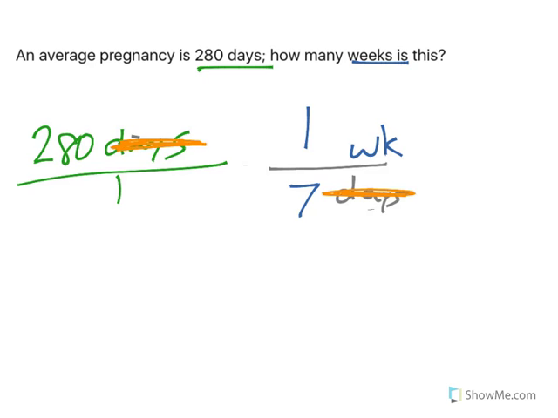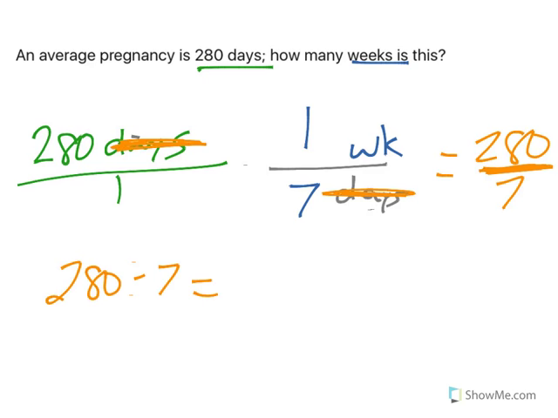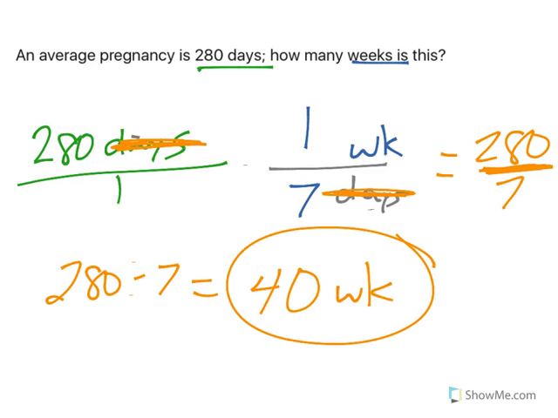Because we now have the 280 on top and the 7 on the bottom, that's like saying 280 over 7, or dividing. So anytime there's a number in the denominator, you divide. 280 divided by 7 gives me 40, and my label is weeks. So the average pregnancy is 40 weeks.